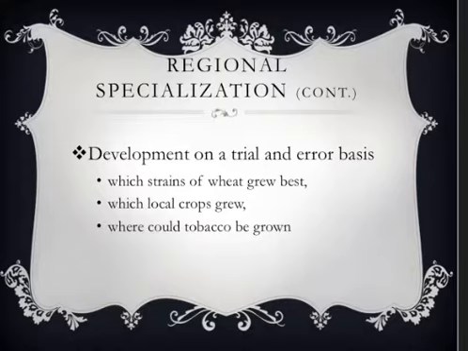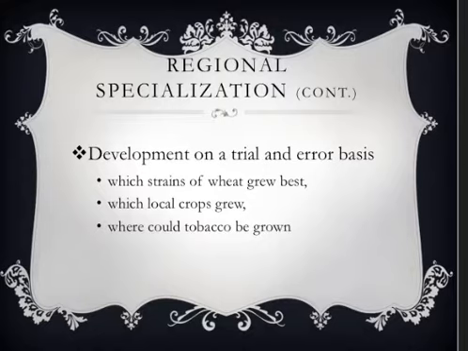So realize that that is the type of knowledge gained. The technology, the ability to grow crops, was gained on a trial and error basis. So for example, if you went to Pennsylvania, which strains of wheat grew the best? There's a multitude of different strains of wheat that can be grown, but given the climate and given the soil, only certain types of wheat will grow the best.